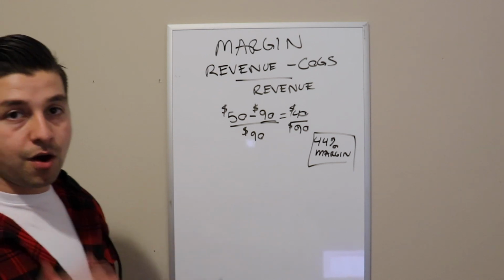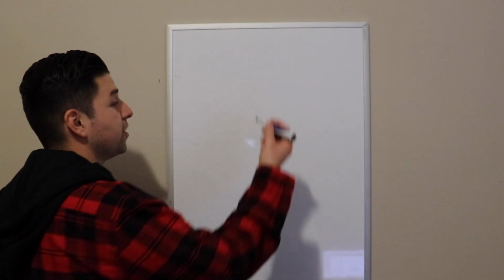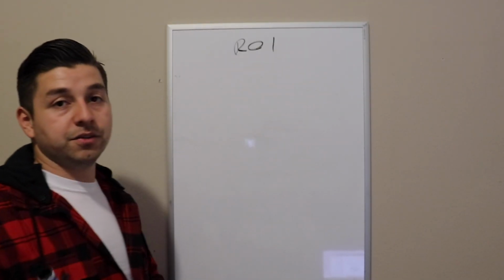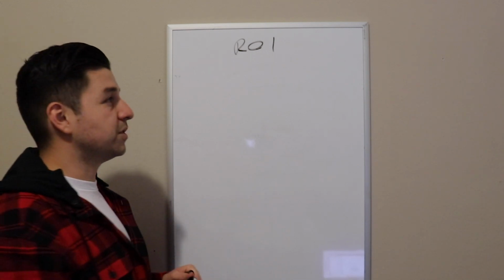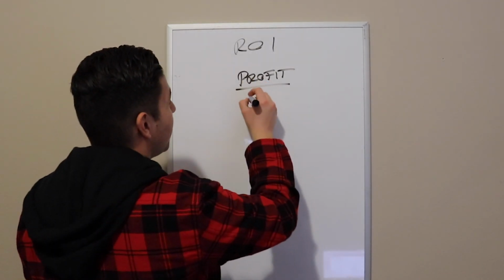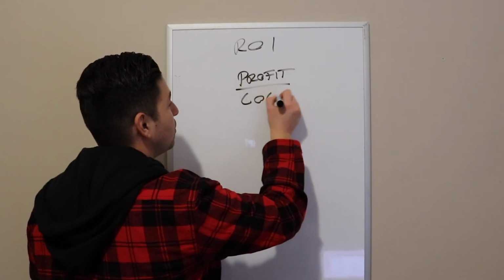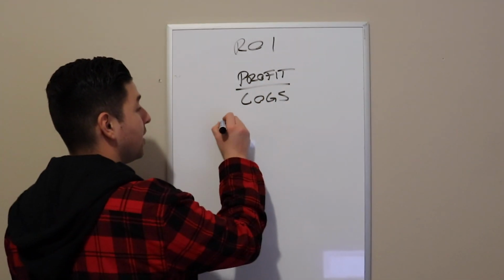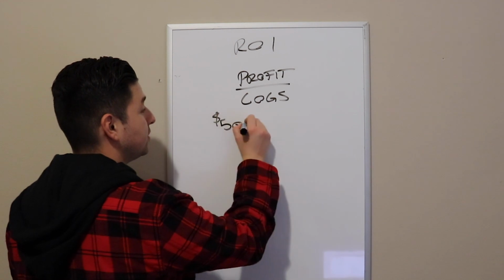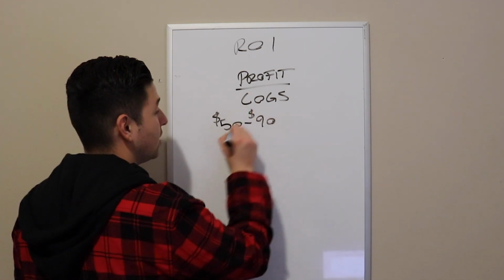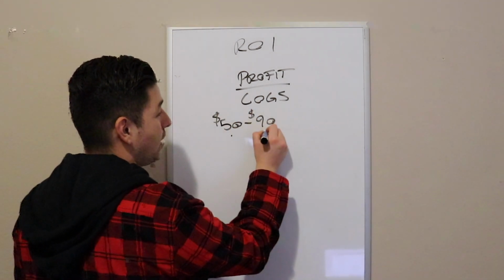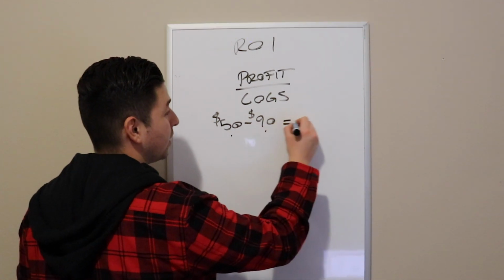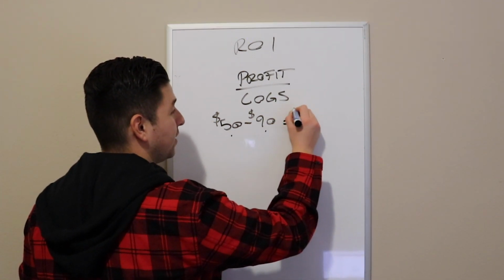So now let's calculate ROI. Okay, so ROI, or return on investment, is calculated a little differently. This one's simpler. We're gonna do profit divided by cost of goods sold. Okay, so we're gonna do the same exact scenario. We have a product that we have for $50, sell it for $90, cost of goods sold, revenue, which would leave us with $40 profit.